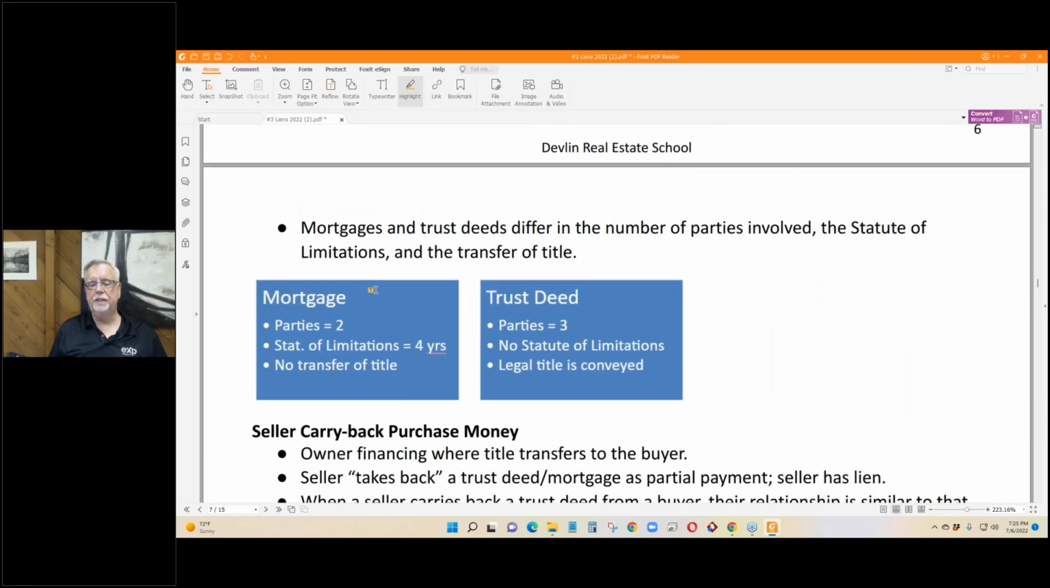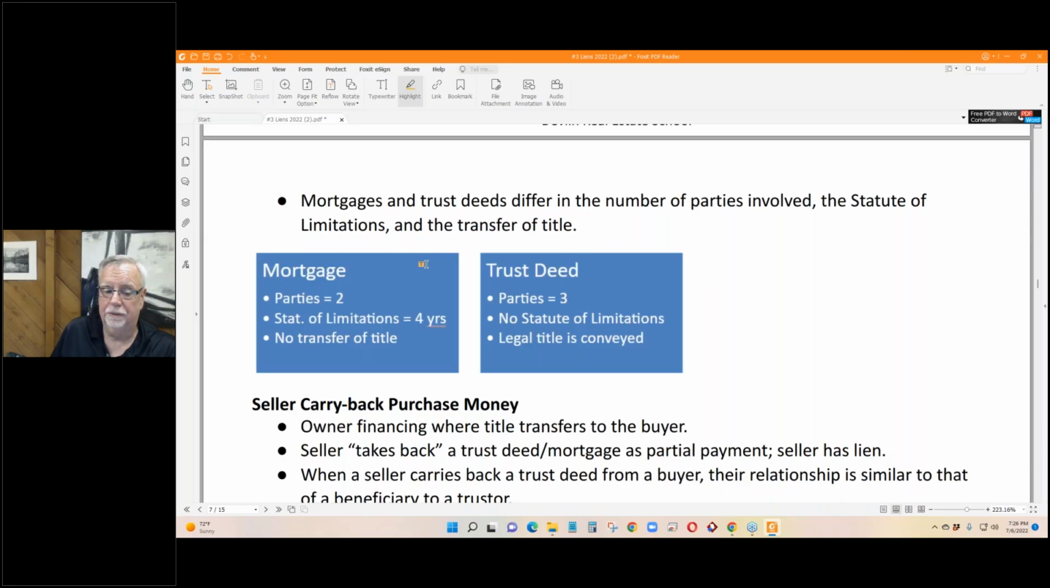Mortgages and trust deeds differ in the number of parties involved, the statute of limitations, and the transfer of title. In a mortgage, there are two parties, the mortgagor and the mortgagee. In a trust deed, there are three: trustor, trustee, and beneficiary. There's a statute of limitations on a mortgage of 4 years. There's no statute of limitations in a trust deed. And the mortgage does not constitute a transfer of title, whereas the trust deed, it's got the word deed in its name. That would imply that title is moving, in its legal title.